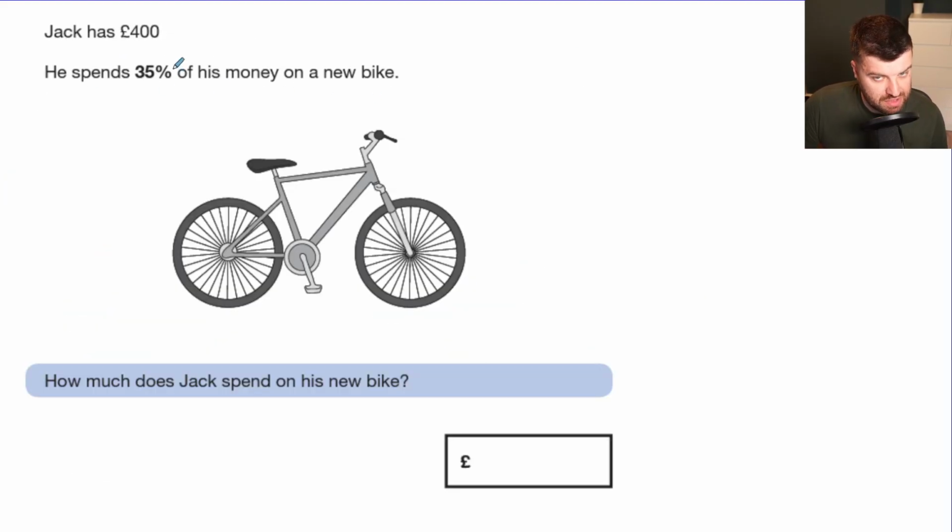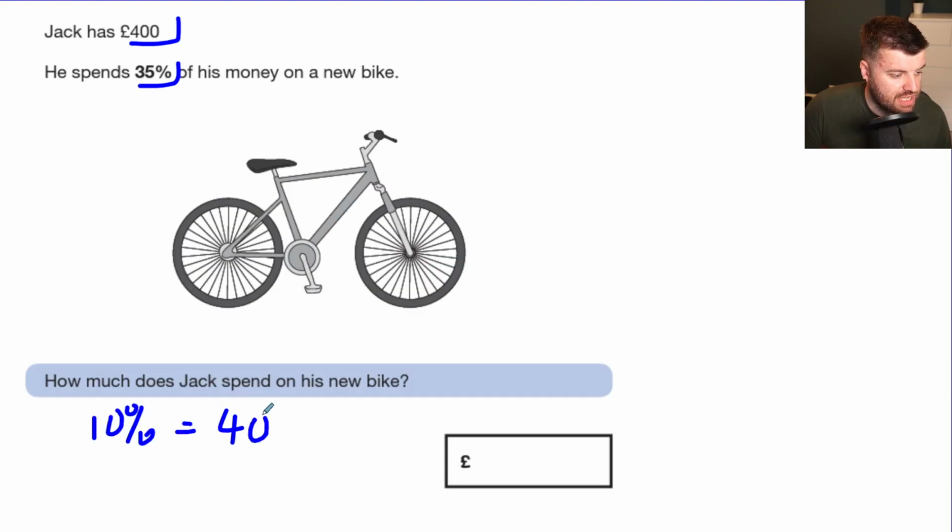Jack has £400. He spends 35% of his money on a new bike. How much does Jack spend on a new bike? This is just a case of 35% of 400. So let's find out 10%, which is clearly going to be dividing by 10. That's how we find 10% of a number. So 10% of 400 is 40. So 30%, we just have to multiply that by 3. 3 lots of 10 are 30. So 3 40s are 120.